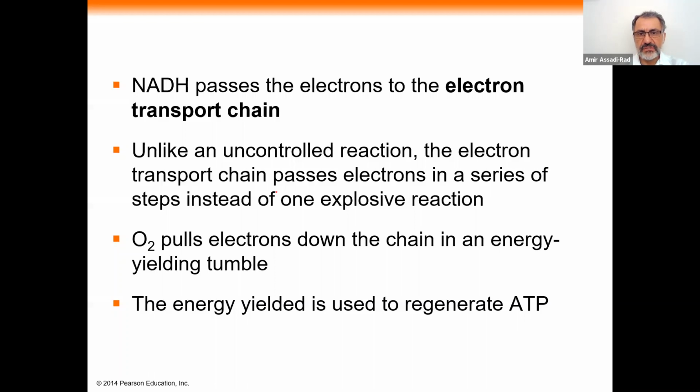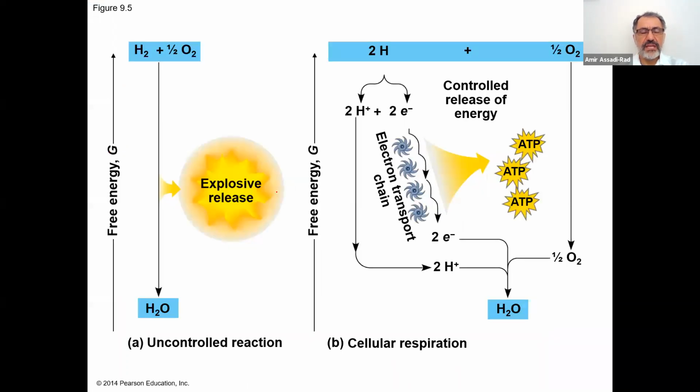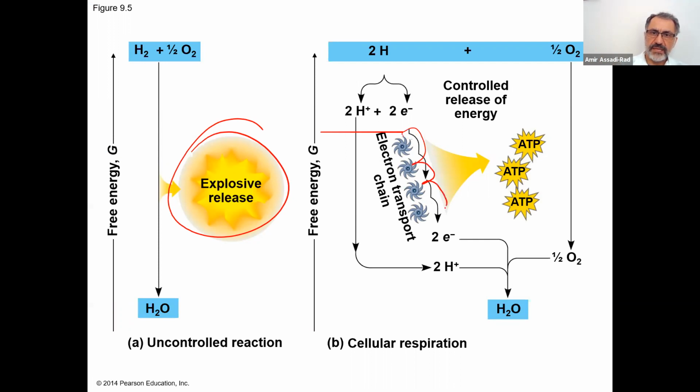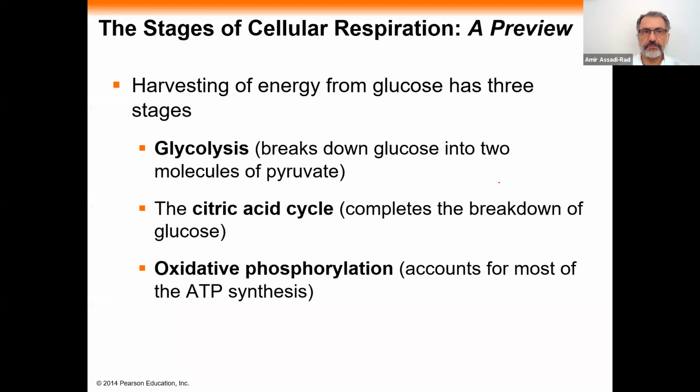The energy yield is used to generate ATP. When an explosion occurs like here, it's a lot of wasted energy. But when energy goes through steps, you make ATP, step by step, you make ATP. That's not a waste.